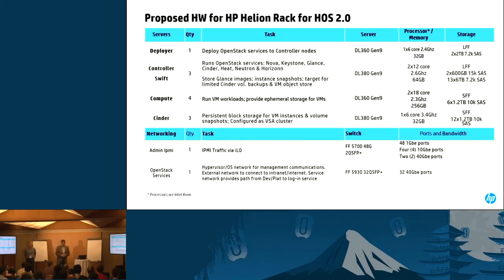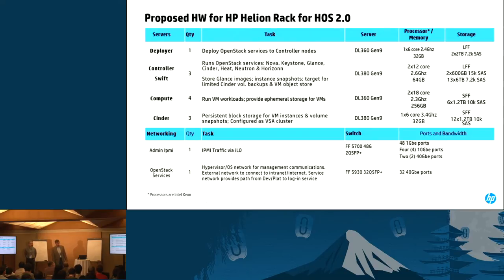So if you look at this, the deployer specs are exactly the same as they were before, a 6-core processor, mirrored 2 terabyte drives to run the OS. It doesn't really need a whole lot of functionality or a whole lot of performance to do its job. That's really all it needs.